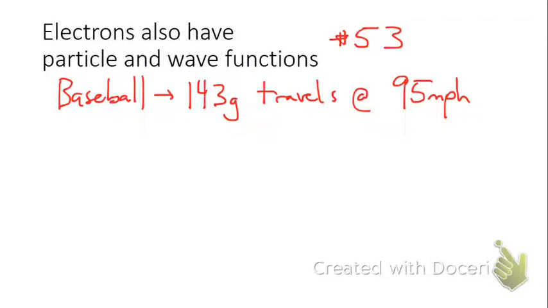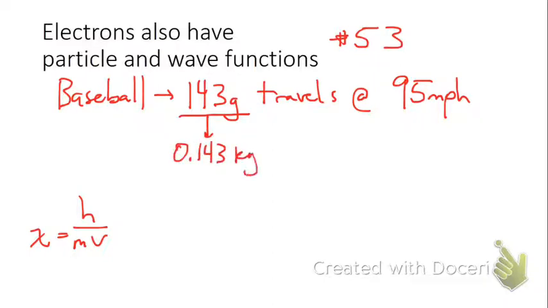So, the first thing we need to do, like what we saw before, is we're going to use wavelength is equal to Planck's constant divided by mass times velocity. We know that the mass has to be in kilograms, so let's convert 143 grams into kilograms: 0.143 kilograms, right? Because going from grams to kilograms, you divide by 1,000. Going from kilograms to grams, you multiply by 1,000.